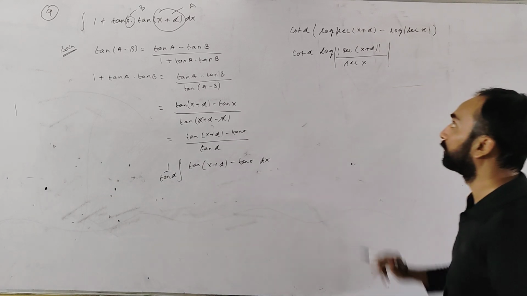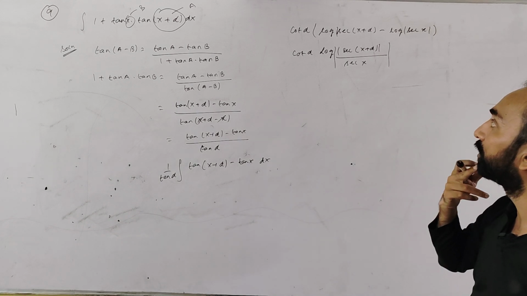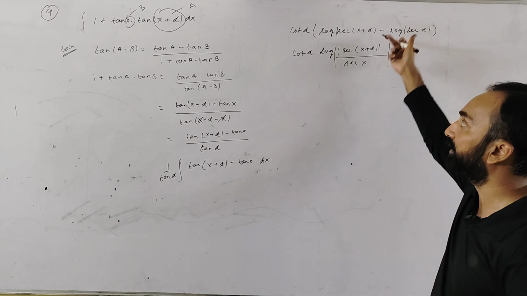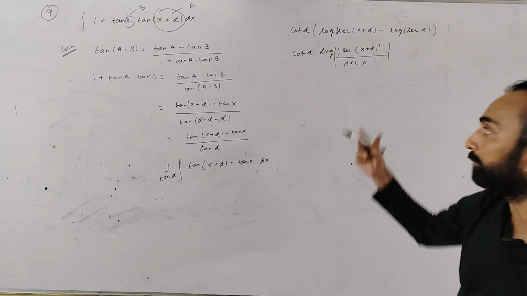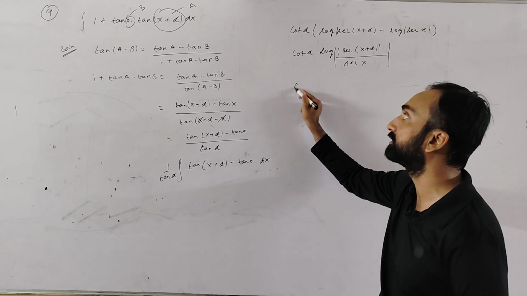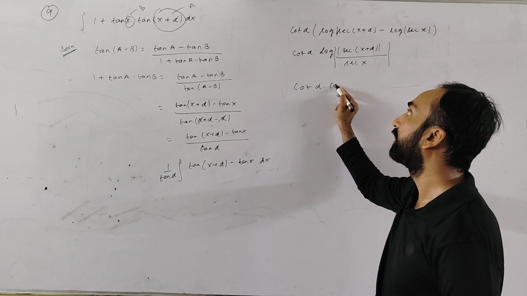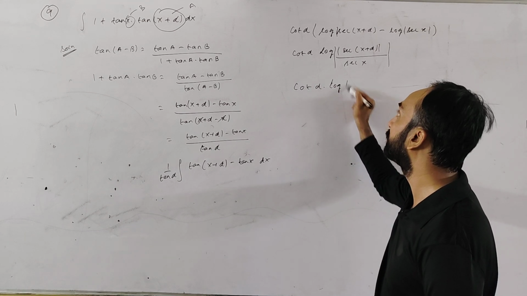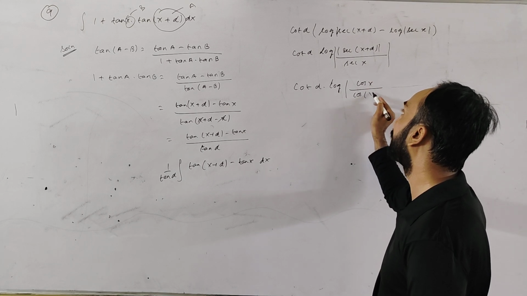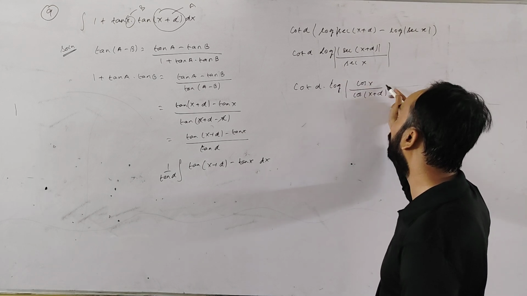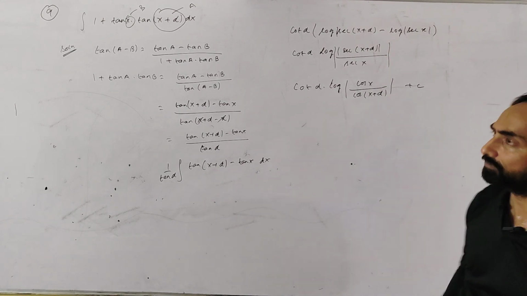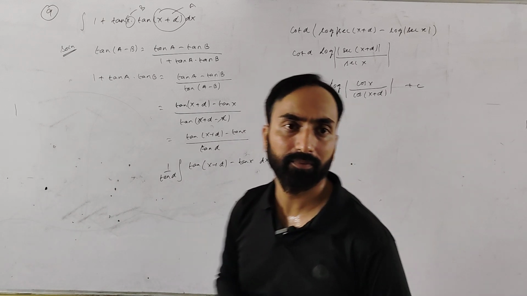Correct? Now if you want the answer in the form of cos, what will we do? 1 upon secant can be written as cos, and this part will come in the denominator. This will again become cos. So if the answer is in the form of cos, we can write log of cos x divided by cos (x plus alpha). If your answer is in the form of secant, stop there, or else write this, and plus c will come. Correct? So this will be the final answer.